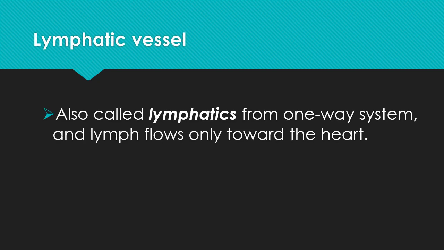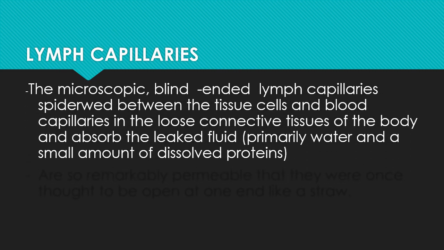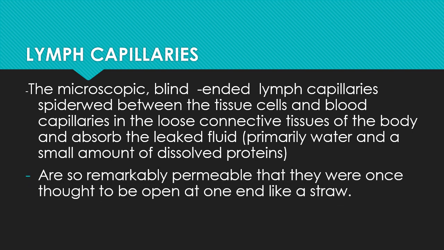The lymphatic vessels, also called lymphatics, form a one-way system, and lymph flows only toward the heart. The lymph capillaries, microscopic blind-ended capillaries, spiderweb between the tissue cells and blood capillaries in the loose connective tissues of the body, and absorb the leaked fluid, primarily water and a small amount of dissolved proteins. They are so remarkably permeable that they were once thought to be open at one end like a straw.